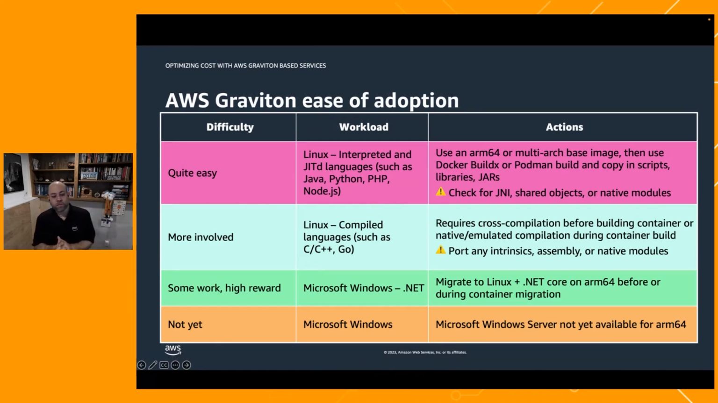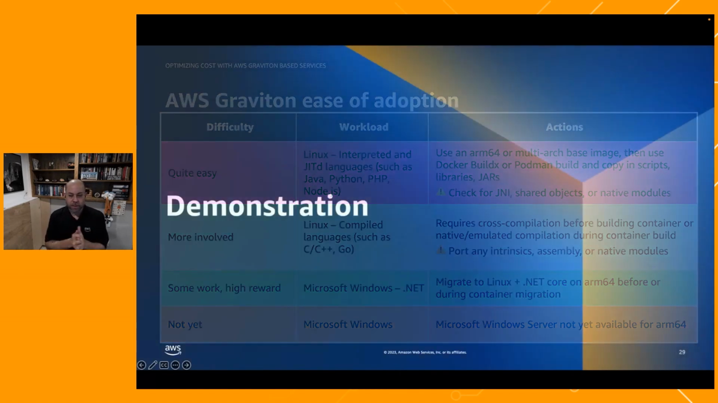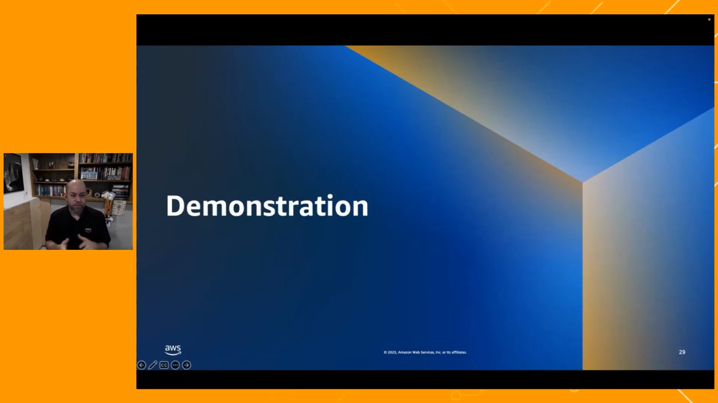Today, Microsoft Windows Server is not yet available for ARM64. We'll keep an eye on that, but right now there are no Windows Server images available for ARM64, so it really is looking at Linux only today. With that, let's move on to the demonstration. This is why everyone came here today. So I'll turn it over to Chad, and he can talk to us about EMR and containers on Graviton.